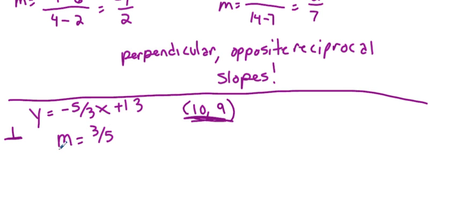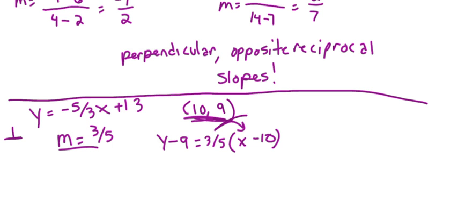So I have a slope, I have a point, I write it in point slope form. Y minus 9 equals 3/5 times x minus 10. Now it says to write an equation of a line. It doesn't state whether or not to put it in slope-intercept form. If it doesn't tell you, you always do. So I distribute.